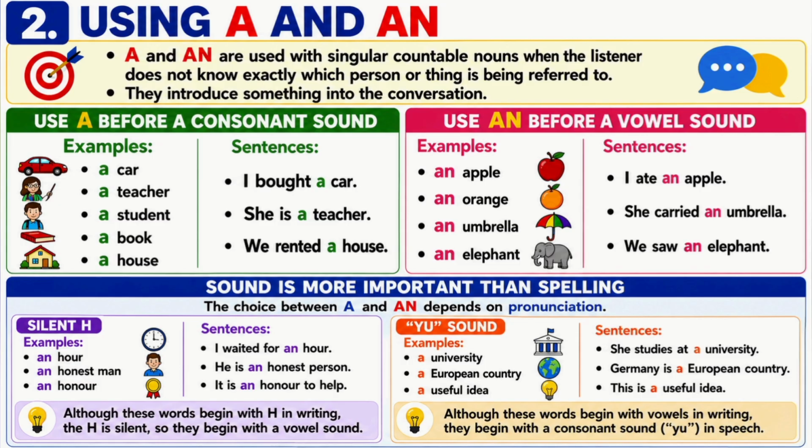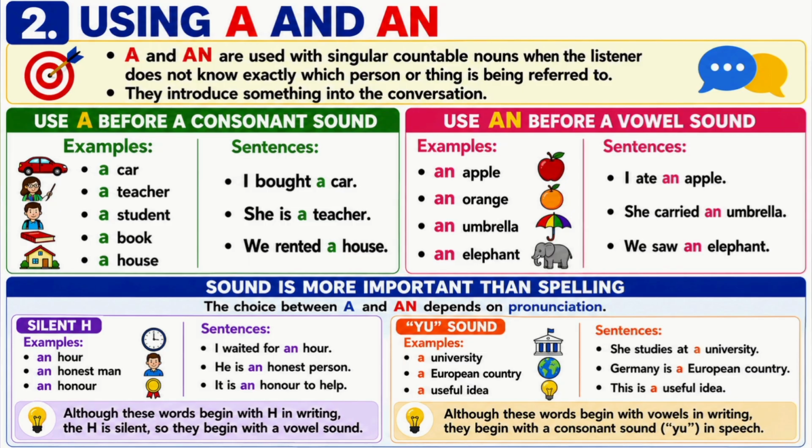Use an before a vowel sound. Examples, an apple, an orange, an umbrella, an elephant. Sentences, I ate an apple. She carried an umbrella. We saw an elephant. Now remember one very important rule. Sound is more important than spelling. The choice between a and an depends on pronunciation, not spelling.